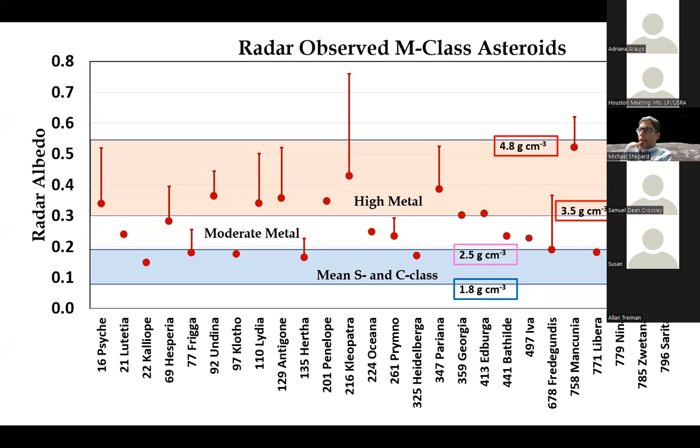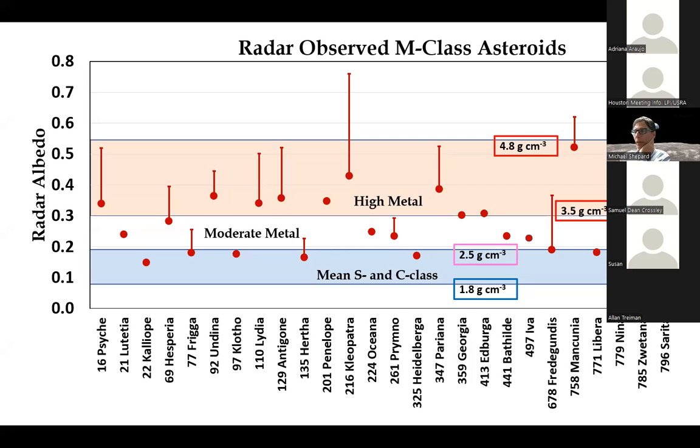So this is an updated version of the final figure from a 2015 paper. It's going to take a little bit of explaining, so I'll ask you to bear with me here a minute. Every asteroid that we observed is along the bottom. There are 26 of them here.